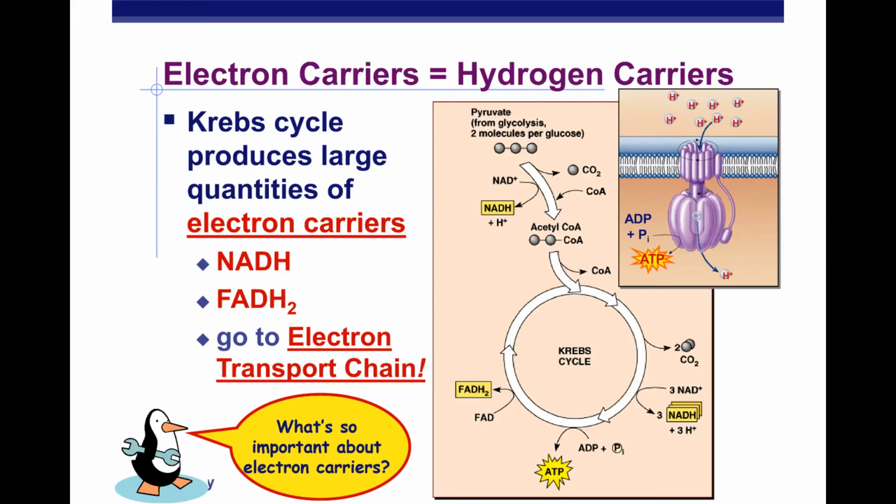Okay, so unlike glycolysis, whose claim to fame was that it produces a small amount of both ATP and electron carriers, the Krebs cycle actually produces quite a lot of your electron carriers. It still only produces a couple of molecules of ATP, but those electron carriers are major game changers for the electron transport chain.